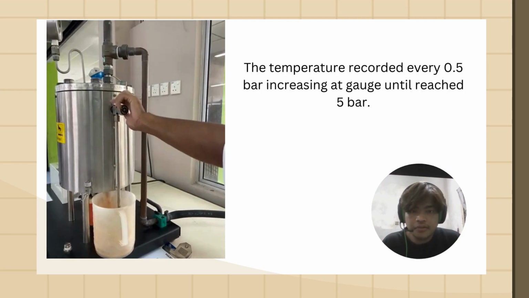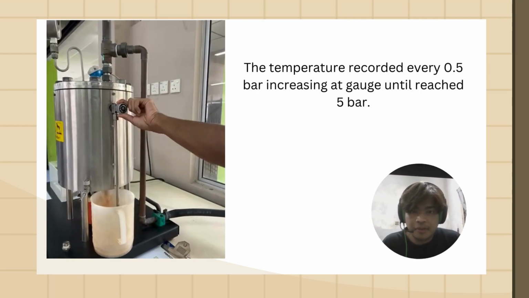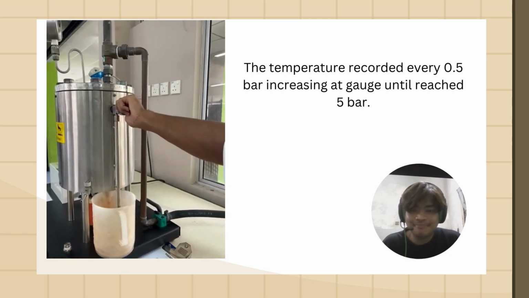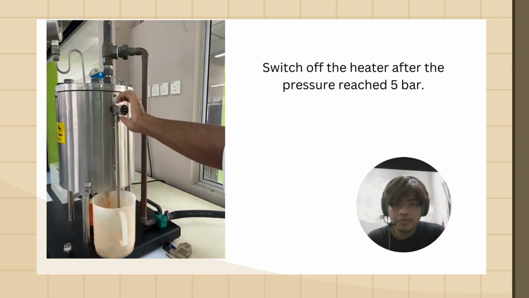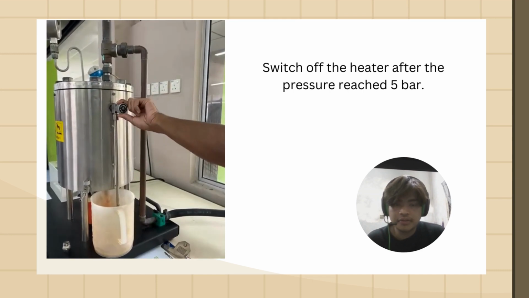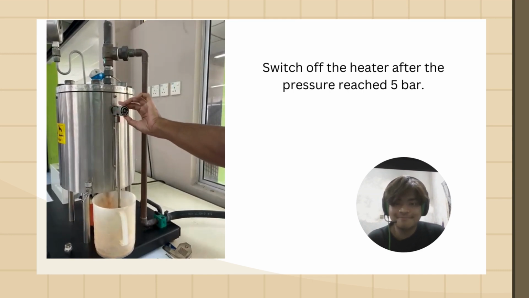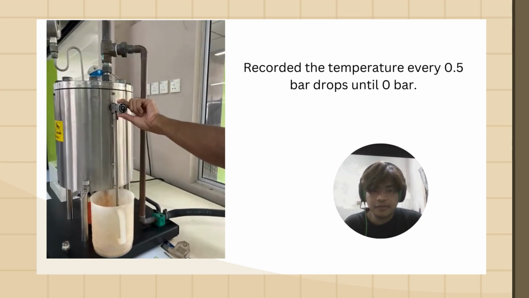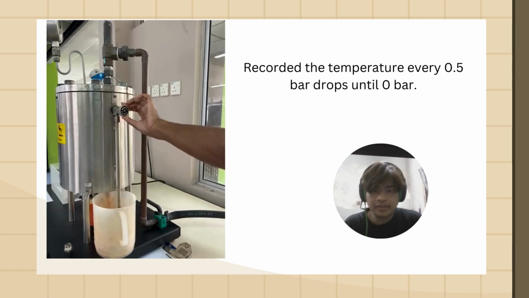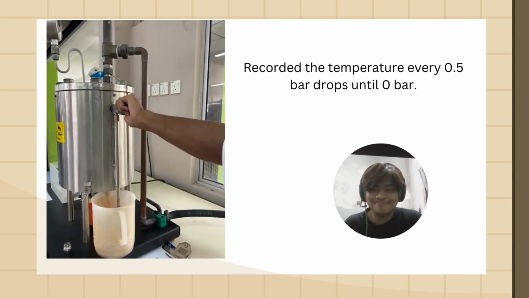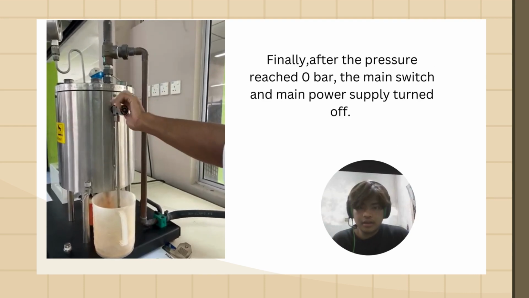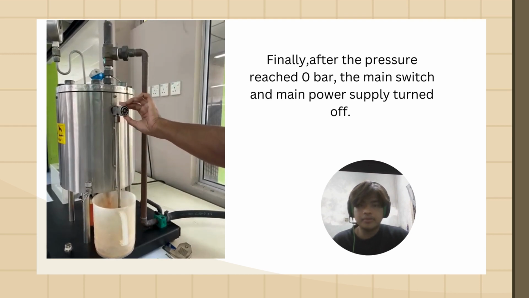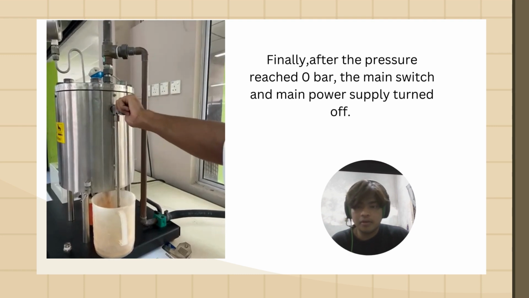Fifth, the temperature is recorded at every 0.5 bar increase on the gauge until it reaches 5 bar. Next, switch off the heater after the pressure reaches 5 bar. Next, record the temperature at every 0.5 bar drop until 0 bar. Finally, after the pressure reaches 0 bar, the main switch and main power supply are turned off.